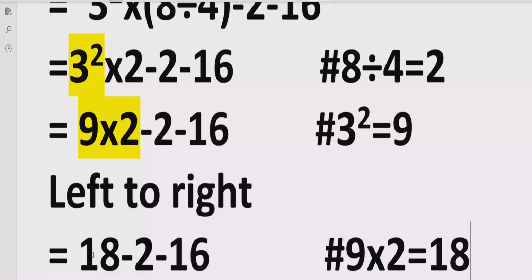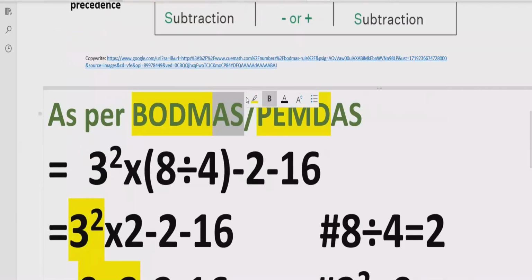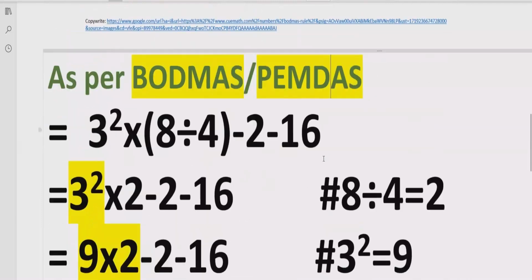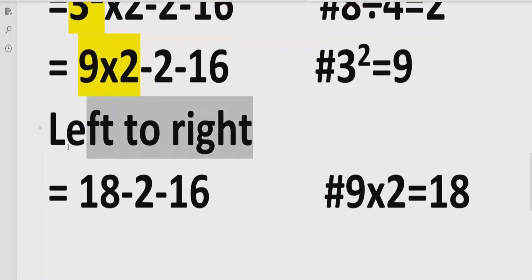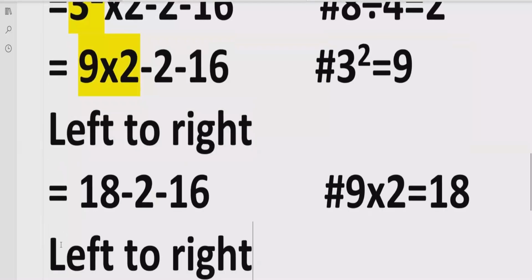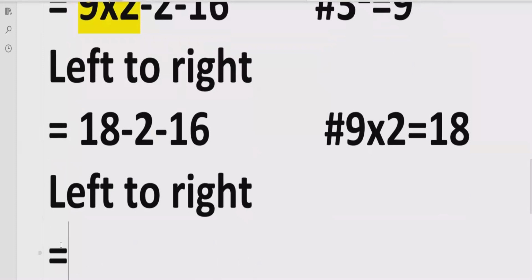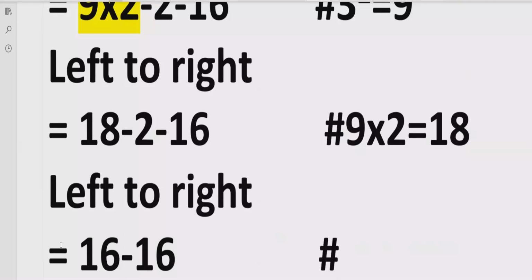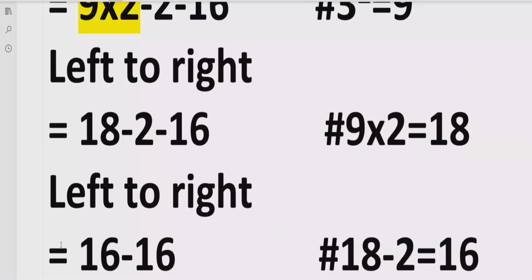Now we have solved this part. Now we have to go for addition and subtraction. And here also we have addition and subtraction. So we have to go again left to right in this expression and find out which is coming first. So now we have 18 minus 2. Then we will solve this one and get the answer 16. And minus 16 again we write as it is. And here we give the reference, 18 minus 2 equals 16.